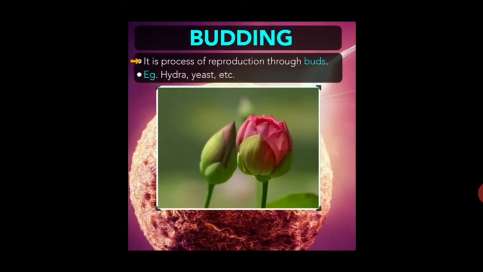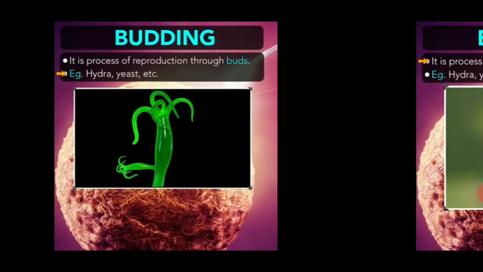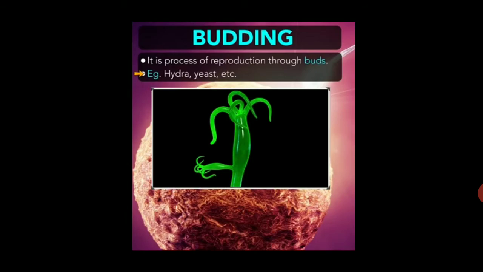Then, budding. It is a process of reproduction through buds. For example, hydra, yeast, etc. It is a process where the buds will develop into a new organism. So examples are hydra and yeast.